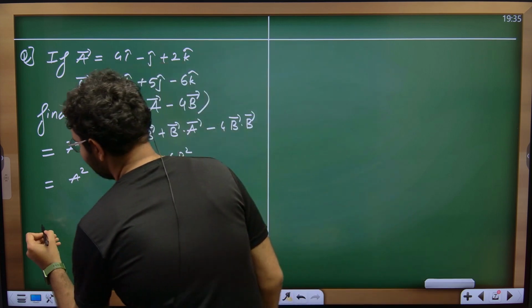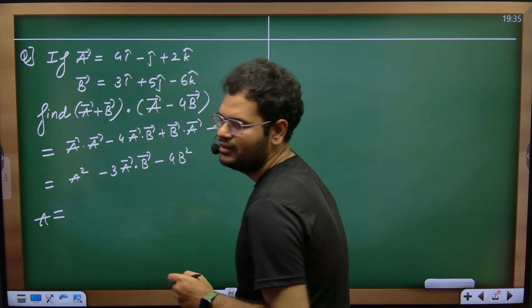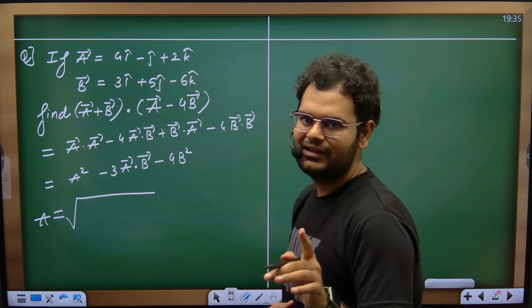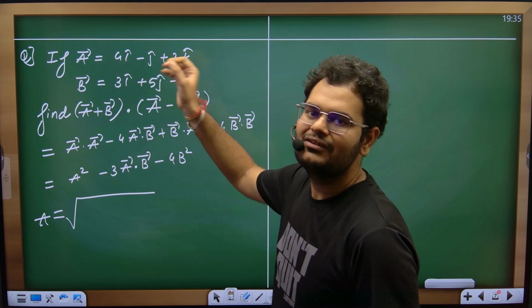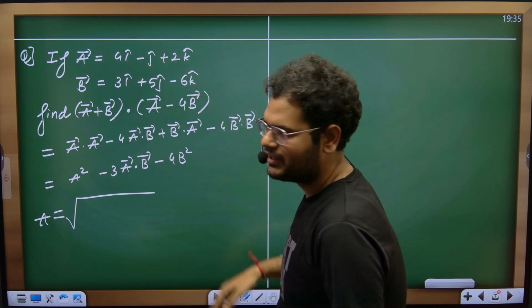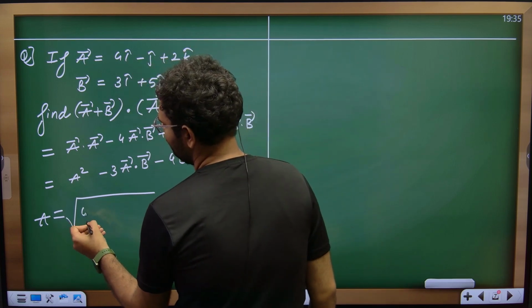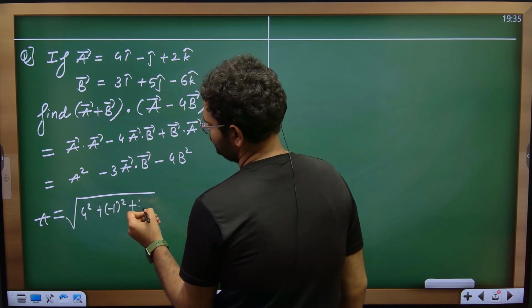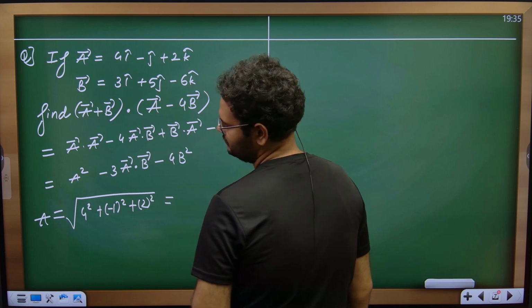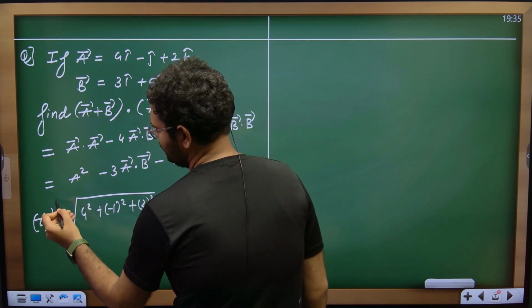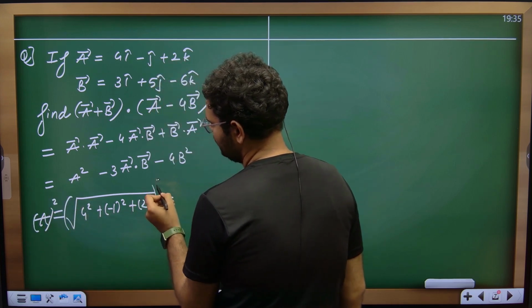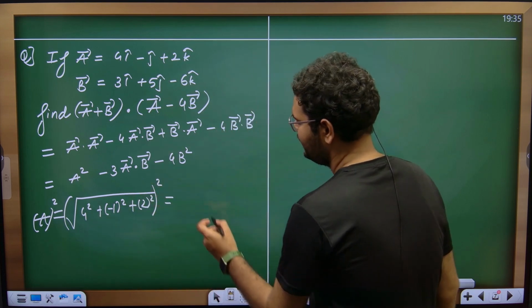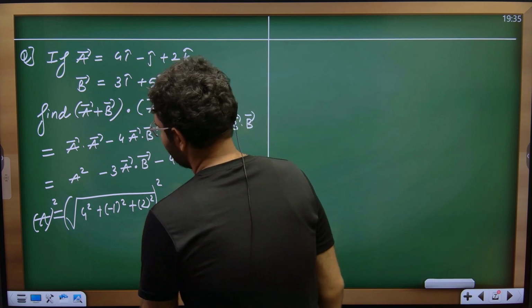You tell me what is A? Sir, A is nothing but the magnitude or length. The length of a vector, how should we calculate? Basic: AX square plus AY square plus AZ square. So I will simply write 4 square plus minus 1 square plus 2 square. By the way, you want the square, so the root will also be cancelled. This is 16, 16 plus 1 is 17, 17 plus 4 is 21. Okay, sir, 21.